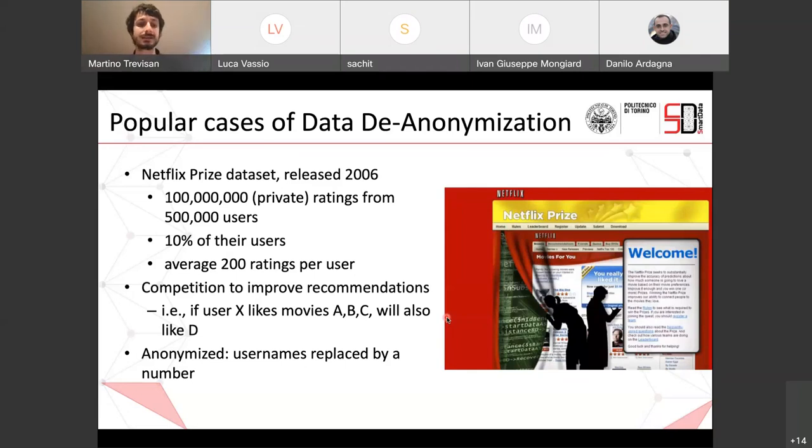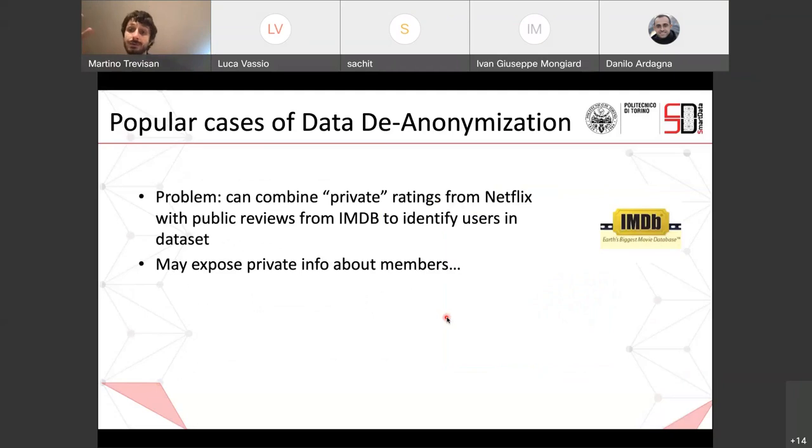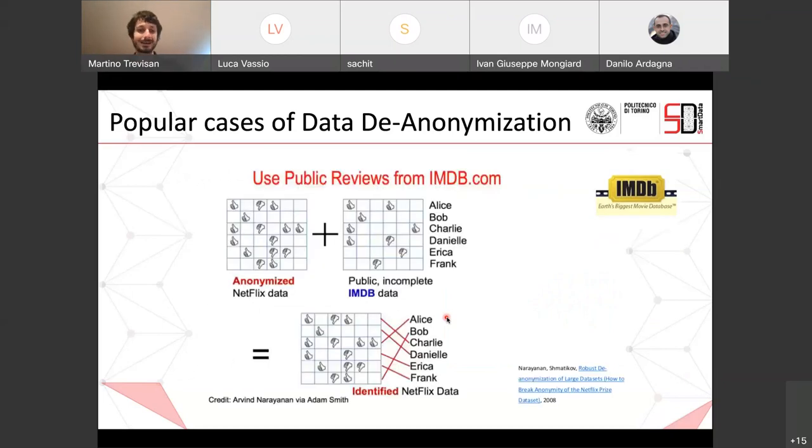They anonymized this data by replacing usernames with a number. But again, this was not enough, because, as in the case of Massachusetts, you can rely on another source of information and join the two datasets, and then everything is de-anonymized. Another researcher, Arvind Narayanan, managed to de-anonymize this dataset using the IMDb data.